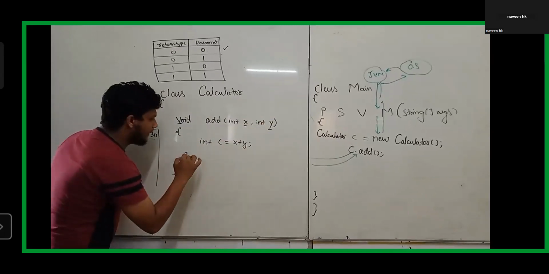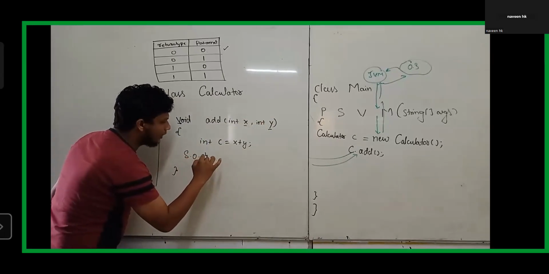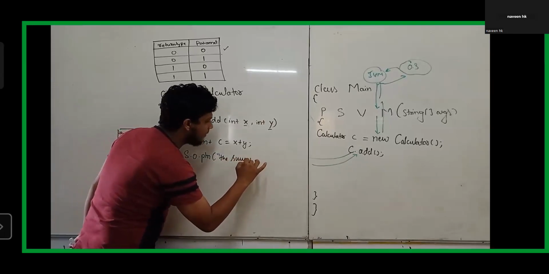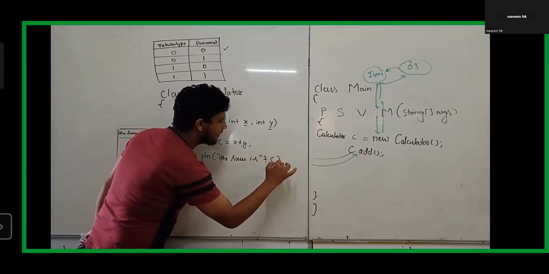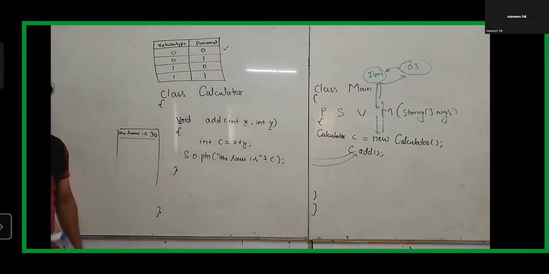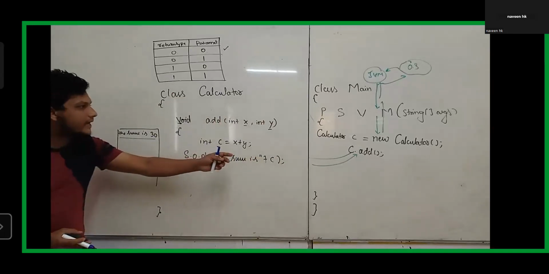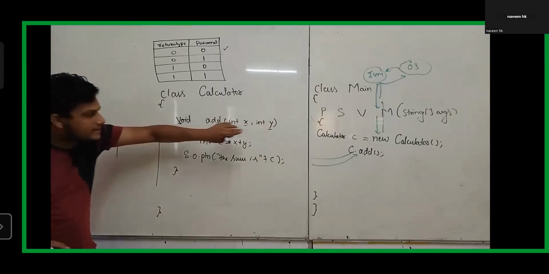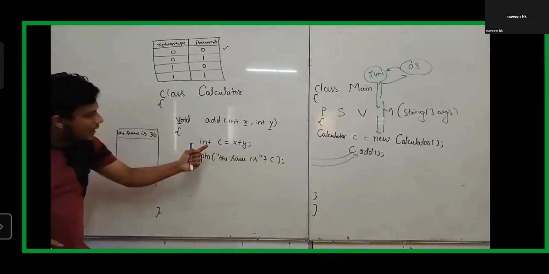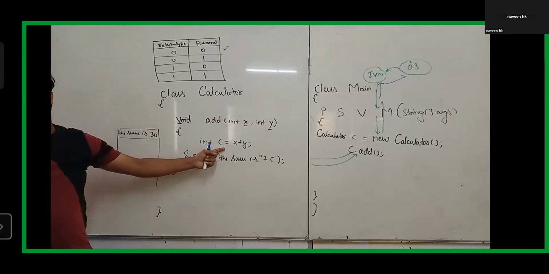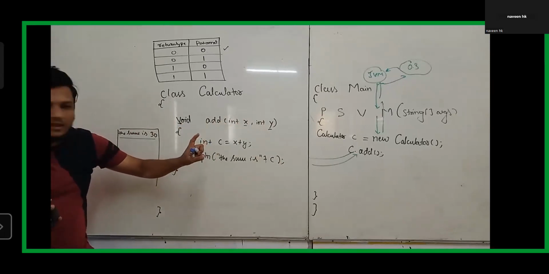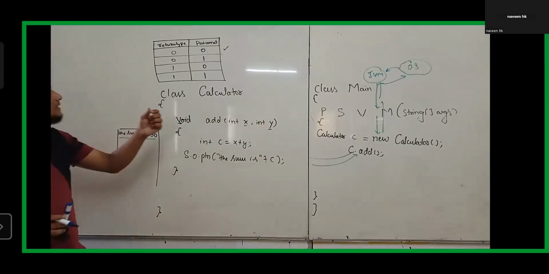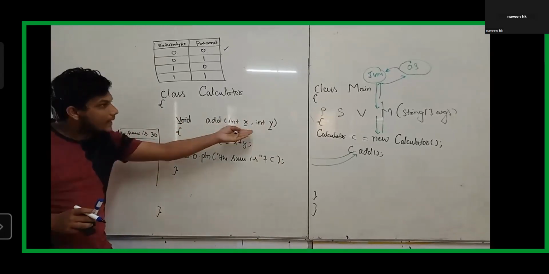I'll print it as System.out.println, and I'll write the sum is, then c. Yes, everything is ready now. Previously, what was the change? I didn't collect the value from the user, so I declared it manually. Since I am collecting from the user, I am not declaring manually here, that is a and b over there. Is it clear? Okay.